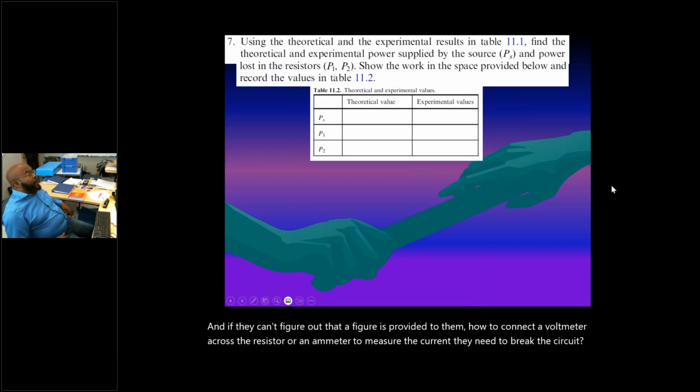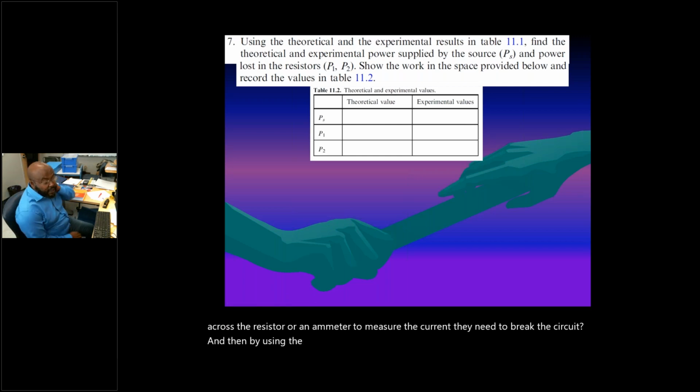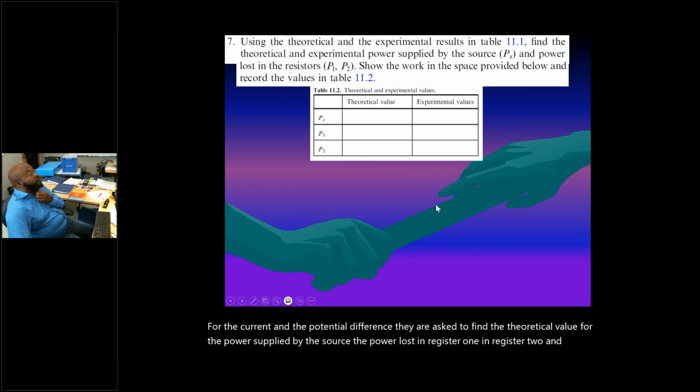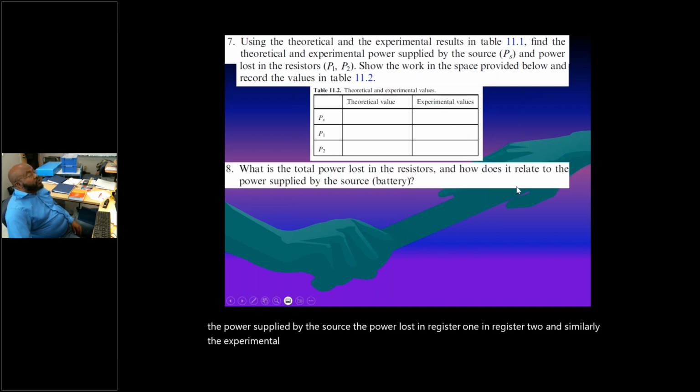And then by using the theoretical and experimental results for the current and the potential difference, they are asked to find the theoretical value for the power supplied by the source, the power lost in resistor 1, in resistor 2, and similarly the experimental value. And then they need to know what the relationship is between the power supplied by the source and the total power lost in the resistors.